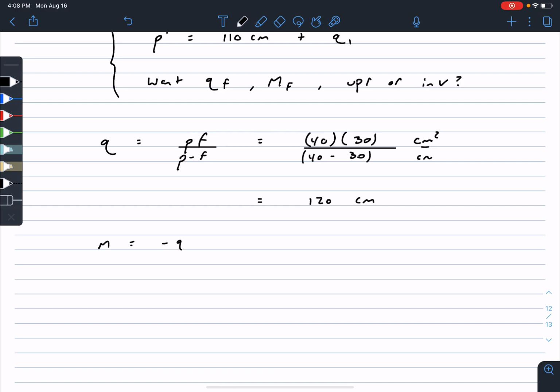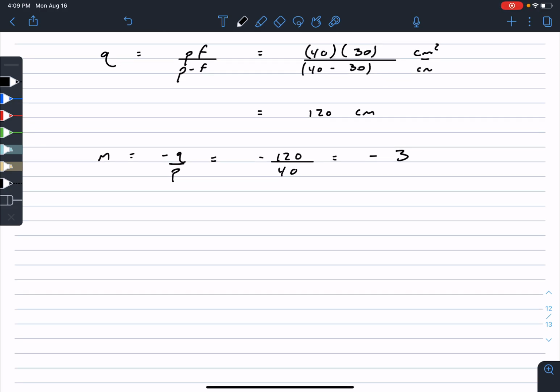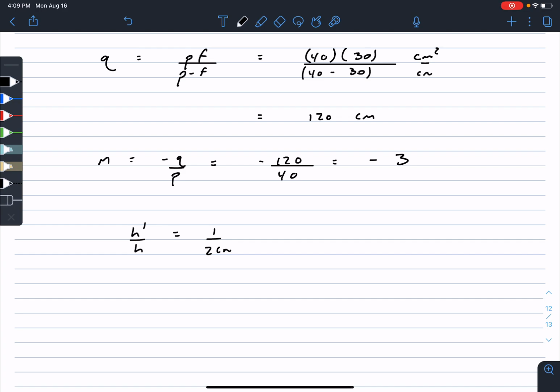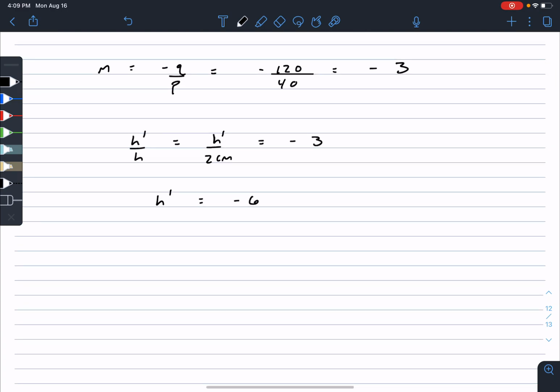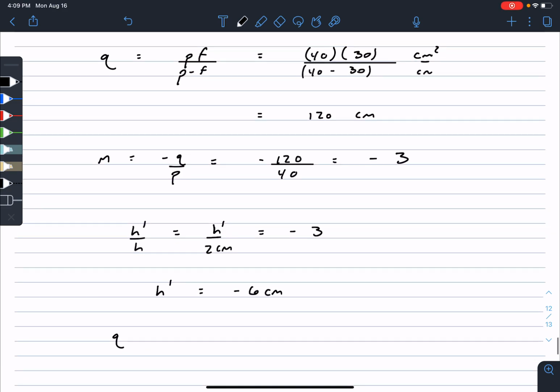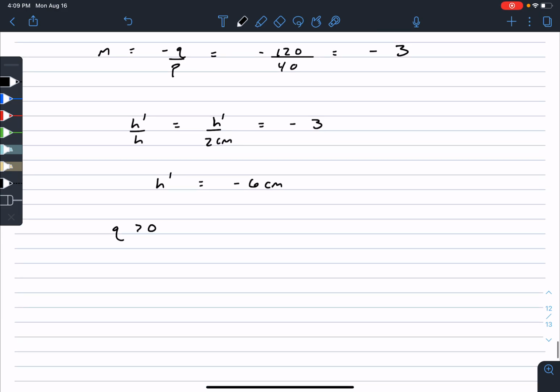Okay, and then we use that in our magnification. So it's negative 120 over P, which was 40. Negative 3 is our magnification. Let's do one more thing real quick before I say anything else. We want to find the height of the image. We know the height of the object is given in the problem, it's 2 centimeters. And we have h prime, which is going to be equal to negative 3 times 2. So h prime is negative 6 centimeters. Okay, so note that we have a positive value for Q, and we have a negative value for M.